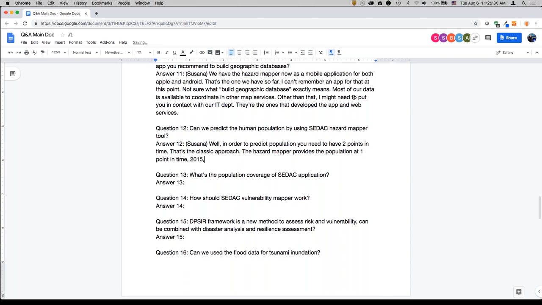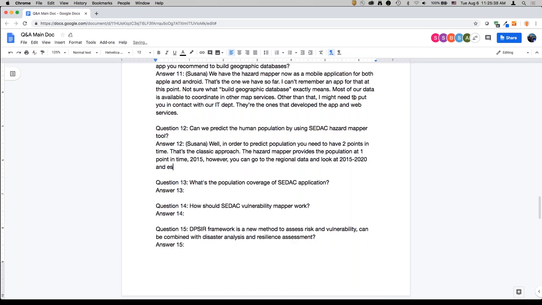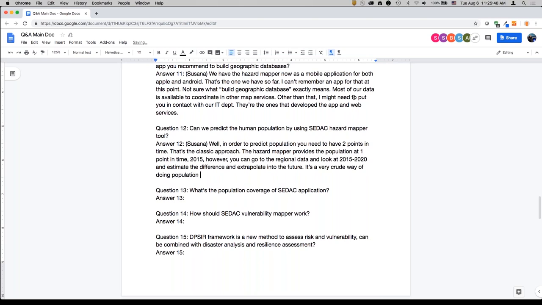However, you can go to the original data and look at 2015-2020, estimate what is the difference, and then simply extrapolate into the future. But it's a very crude way of doing population projections, but our data is not built in order to work with a long range projection into the future, let's say to 2030 or 2040.